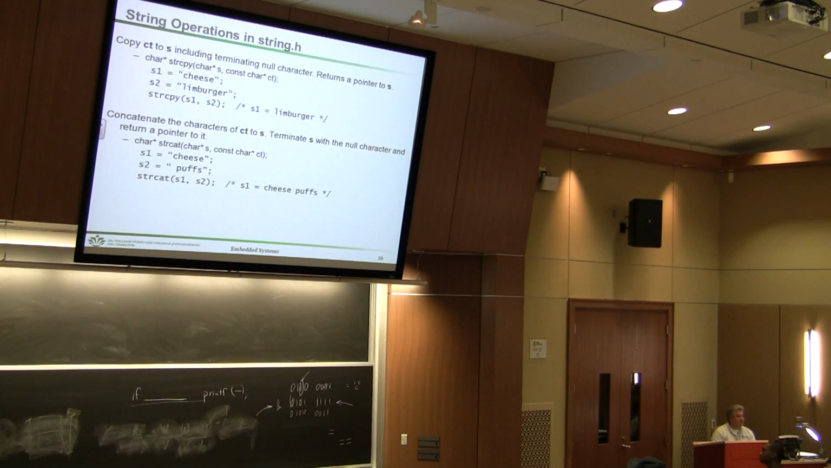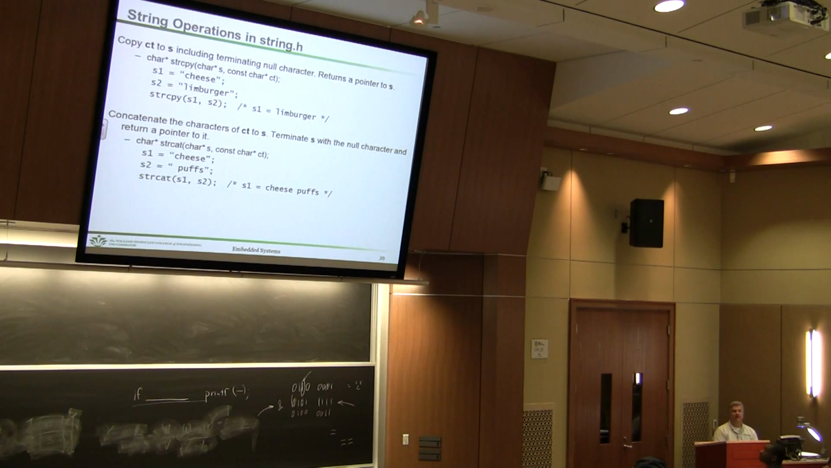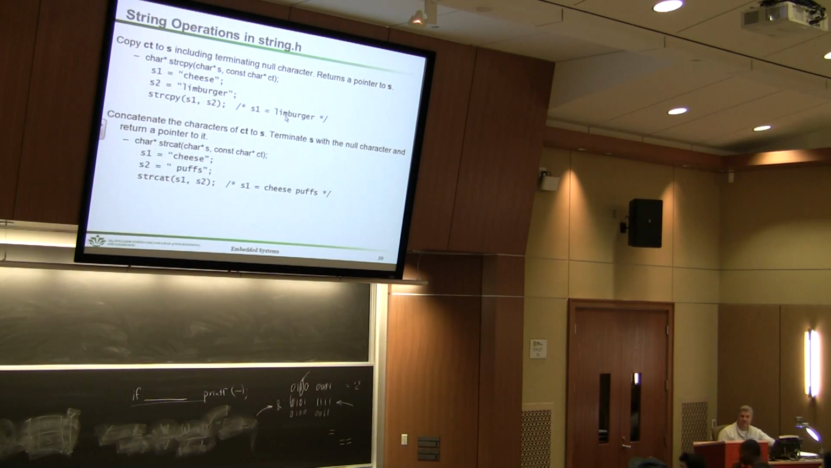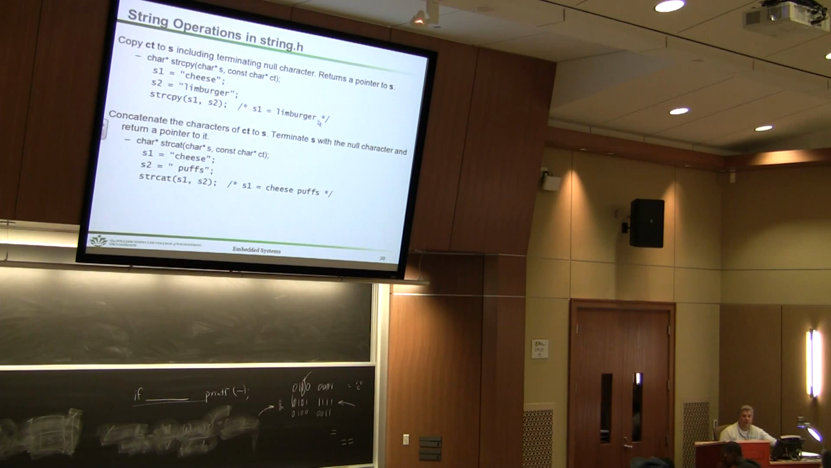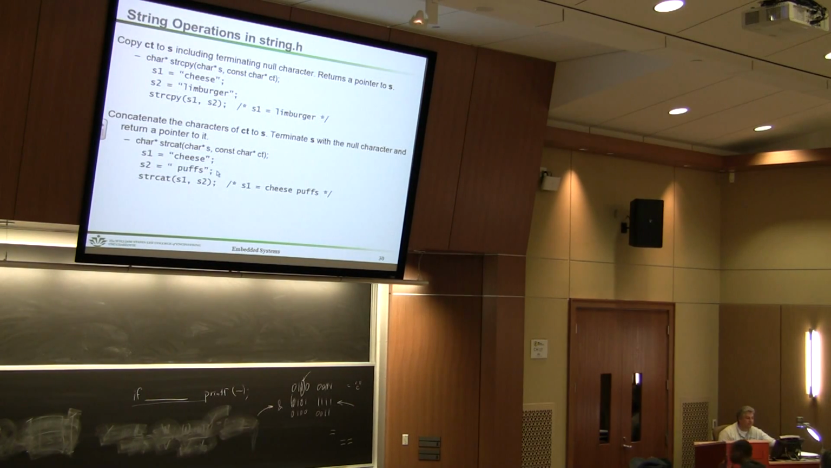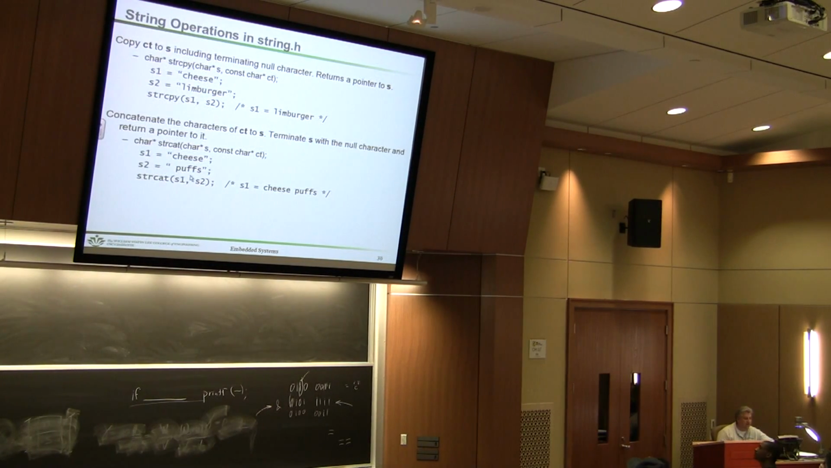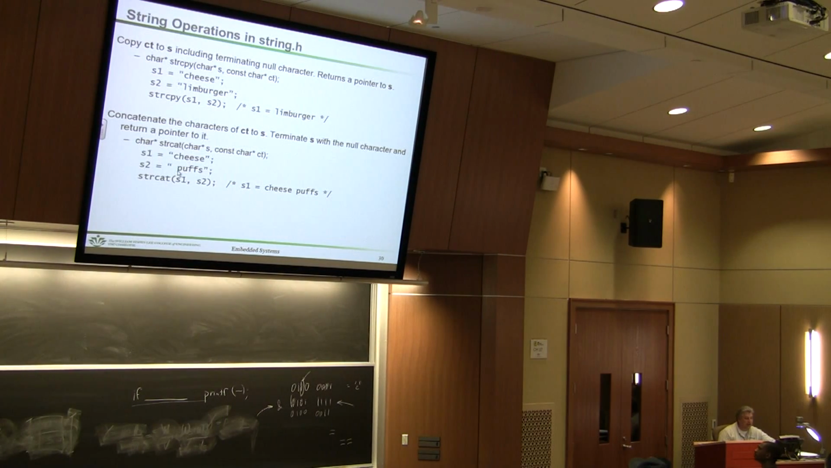In this case, Limburger cheese. Anybody like Limburger cheese? I think it's a very much maligned cheese. So in this case, we're going to copy string 2 into string 1. String 1 will now hold the word Limburger with a null character all the way at the end. And we will concatenate the word cheese to the blank puffs, and you will have cheese puffs in that array.